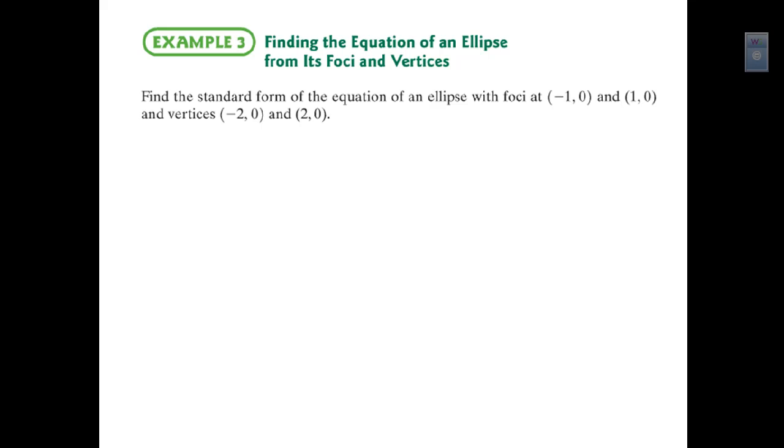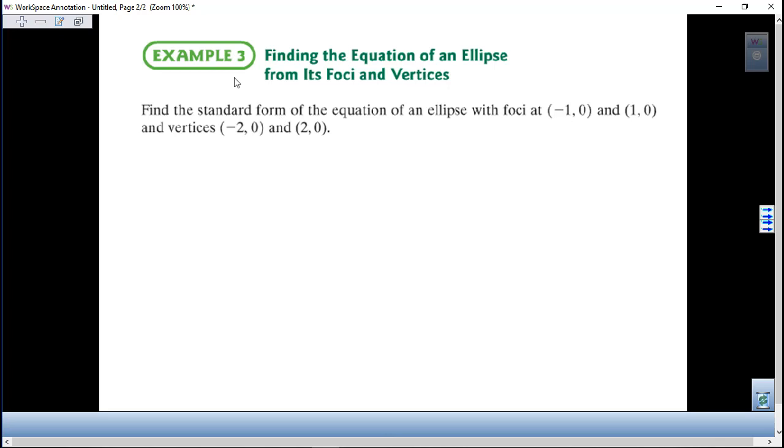All right, other times you're going to be given information about the ellipse and asked to find the equation of that ellipse. So it says find the standard form of the equation of an ellipse with foci at negative 1, 0 and 1, 0, and vertices, this is major vertices, at negative 2, 0 and 2, 0. When they talk about vertices, they're talking about the major vertices.